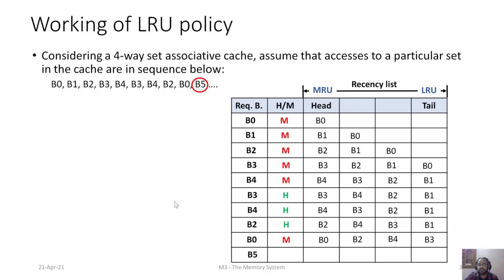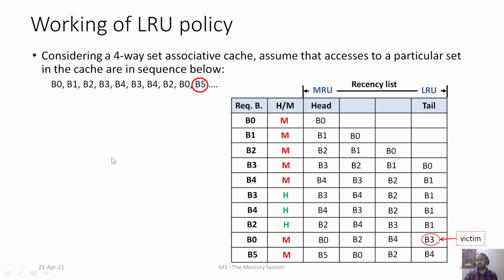The last access in our example sequence of accesses is for B5, and it is resulting in a miss. At this point B3 is in LRU position, so B3 will be kicked out and B5 will be placed in its place, and the contents of this particular set are B5, B0, B2, B4, and B4 is the least recently used, B5 is the most recently used. So this way the cache controller can implement the LRU policy.